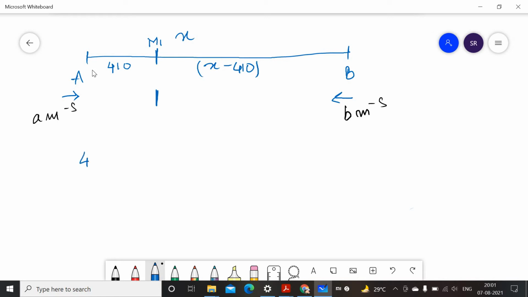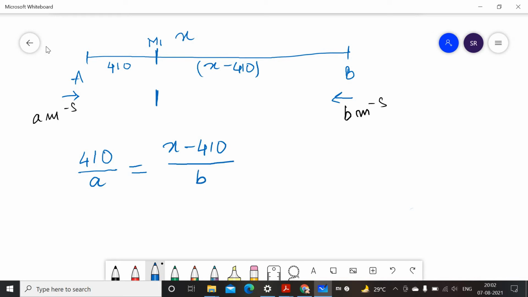So how will we do that? Very simple. We will not take combined distance here, right? Combined speed here we will not take into account. We will just individually try to figure out what is time for A and what is time for B. So time is distance by speed, right? 410 is distance and A is speed, which is equal to x minus 410, that is B's distance, and B is the speed of B we assumed.